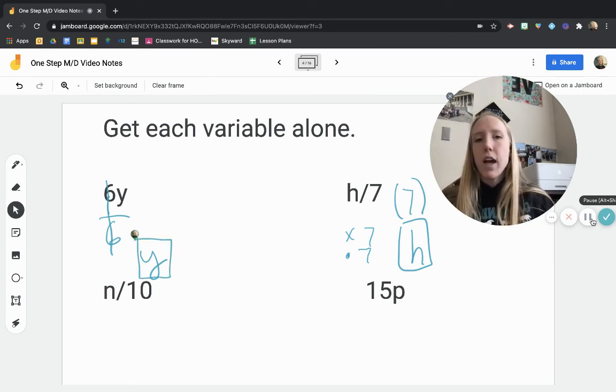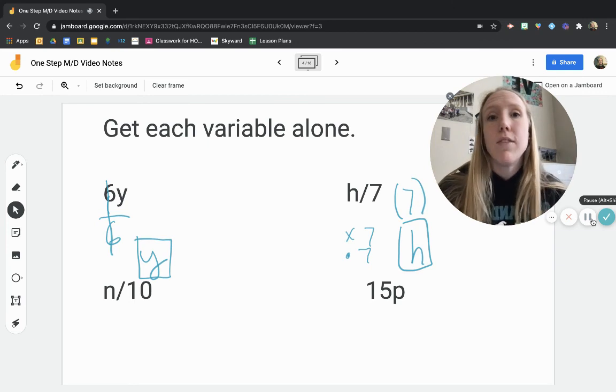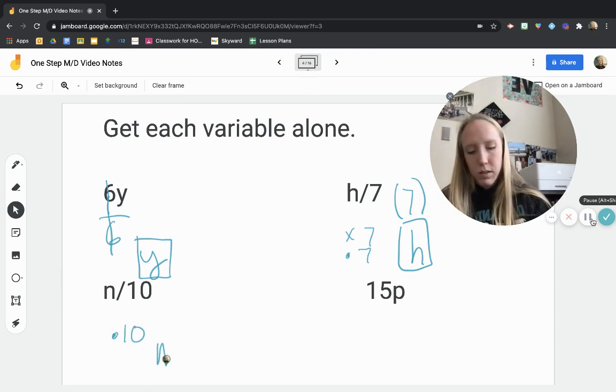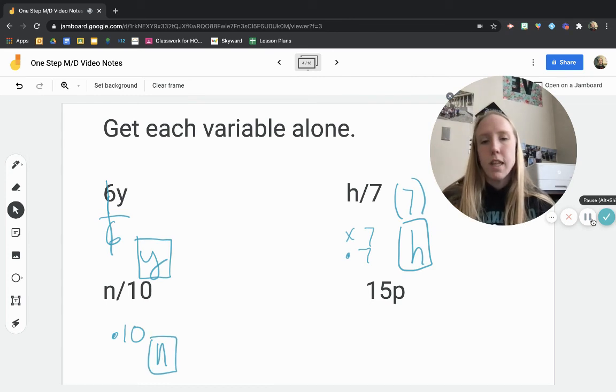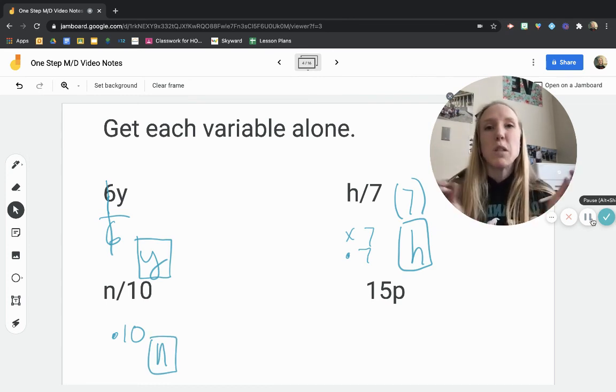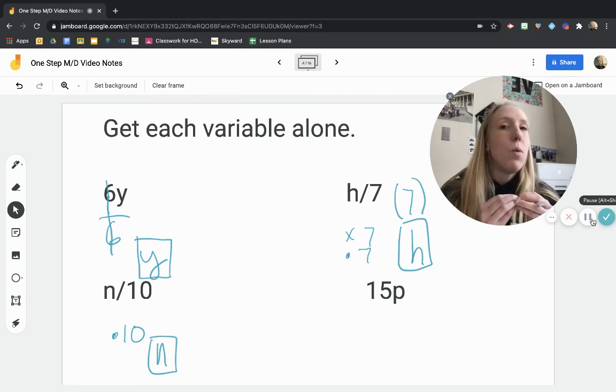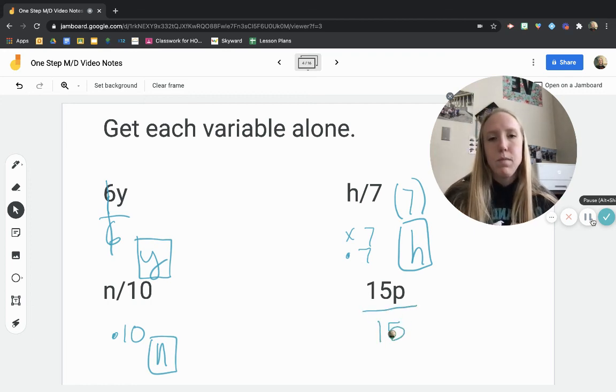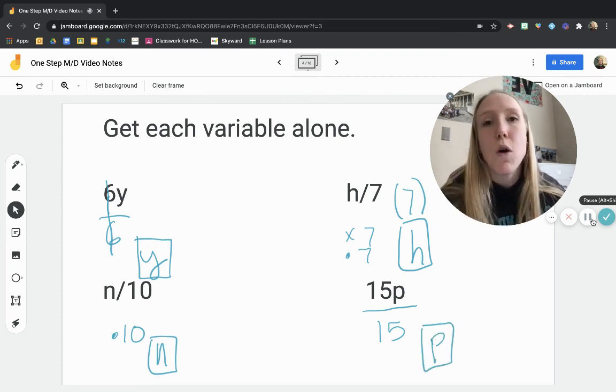Next one is n divided by 10. I heard the words divided by. To get divided by to go away, I need to multiply. So I'm going to multiply by 10. Sweet, now n is by itself. The next one says 15p. When two things are smushed together, it means multiply. So p is being multiplied by 15. I do not want it multiplied by 15. I want p by itself. So I undo multiply by 15 by dividing by 15. And that leaves me with just p by itself. Okay, this is going to be really helpful when we start to actually solve these one-step equations with multiplying and dividing.